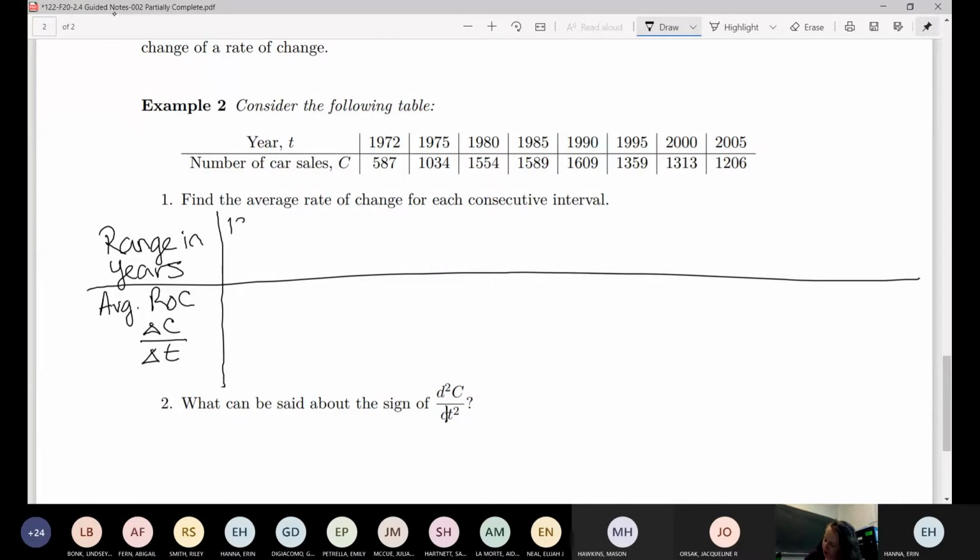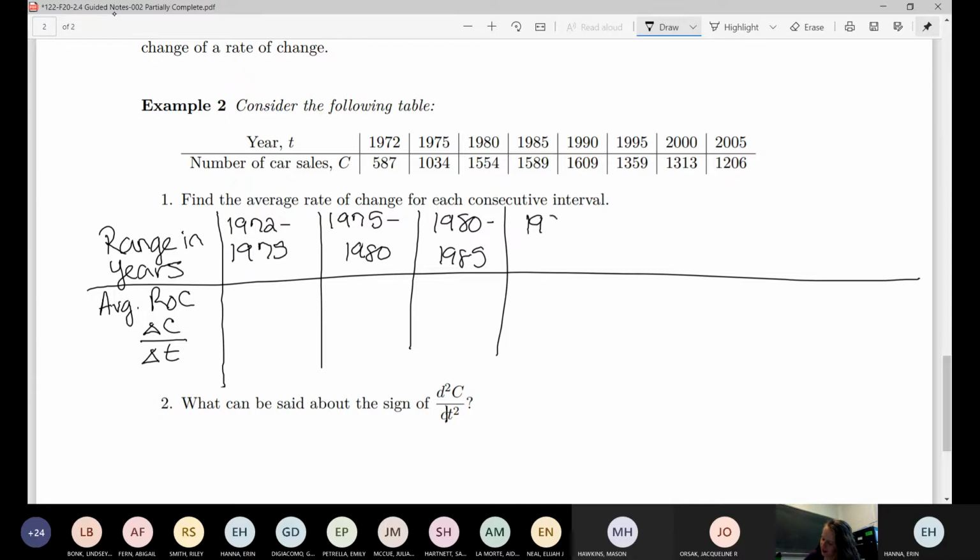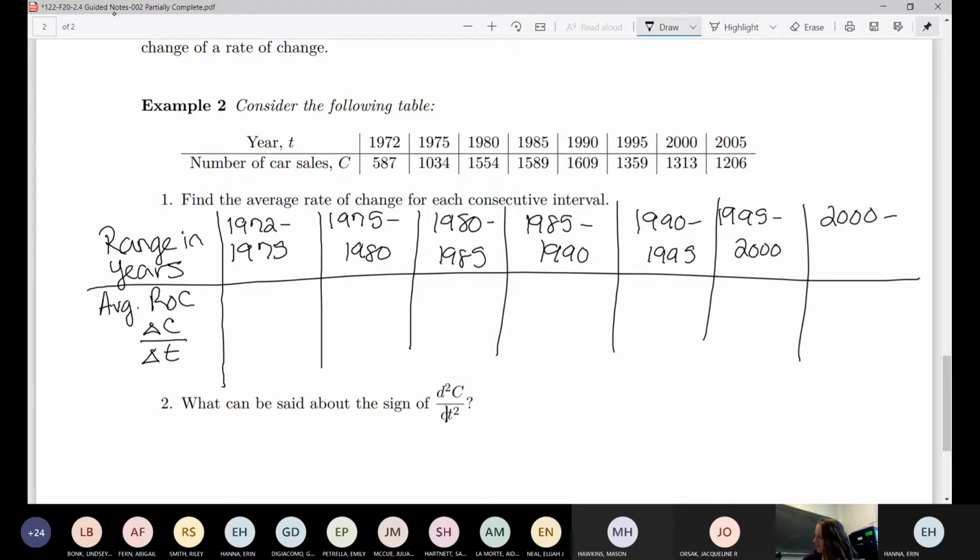This table is quite long. We've got 1972 to 1975, 1975 to 1980, 1980 to 1985, 1985 to 1990, 1990 to 1995, 1995 to 2000, and 2000 to 2005. I'm only going to do two of these out in full, and then I'm just going to fill in the table for time's sake.